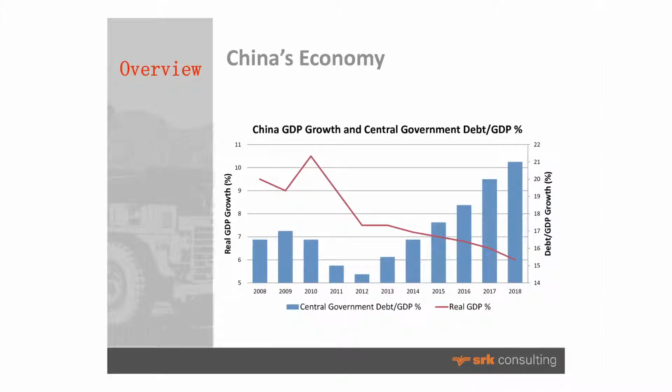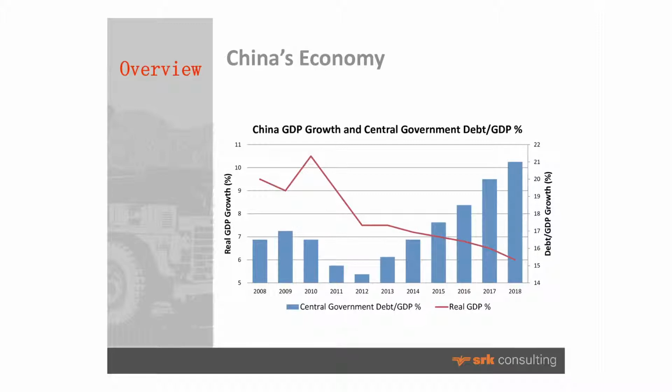I think this is a really interesting graph, and to show you the real GDP, it peaked in the year 2010 and decreased since then. If you look at the numbers here, this year, around 2014, will be around 7.2 or 7.3, and by the year 2018, the GDP will be around 6%.